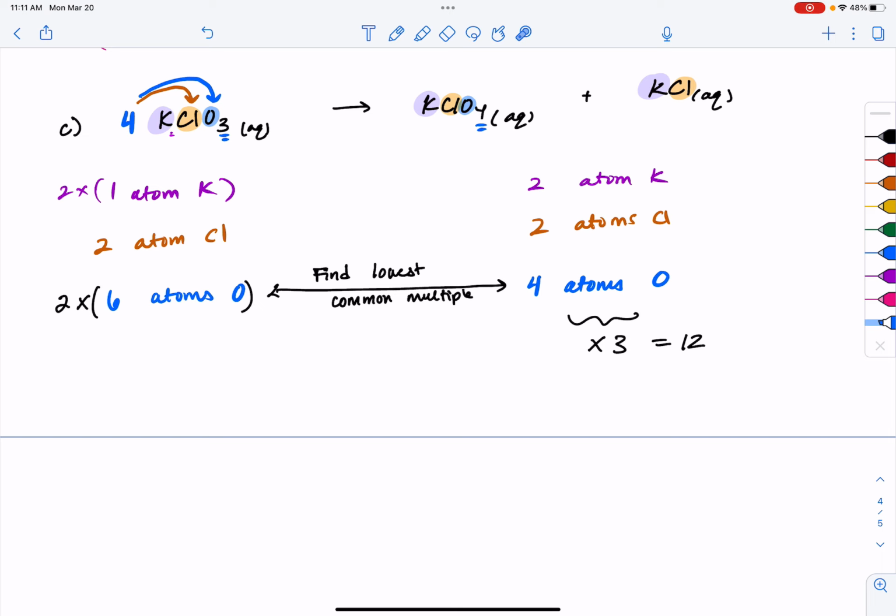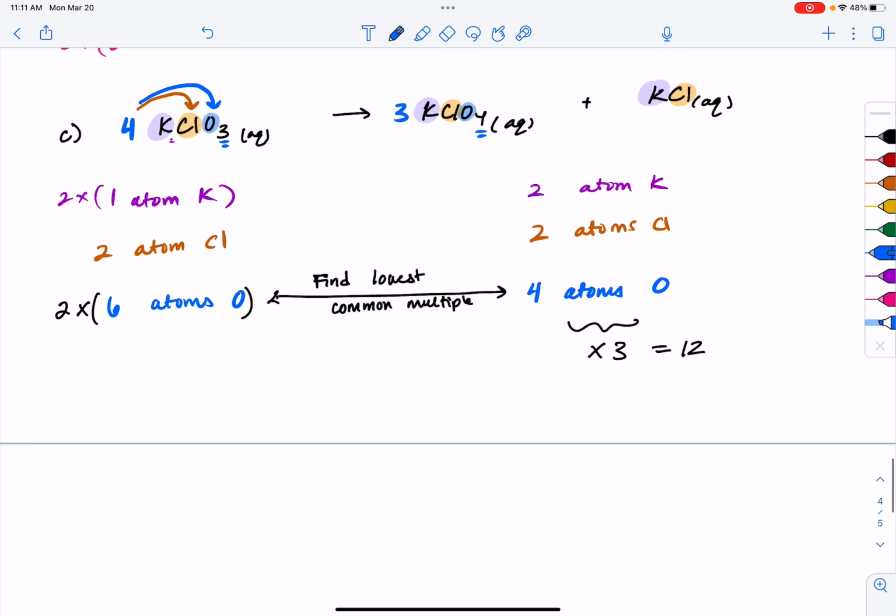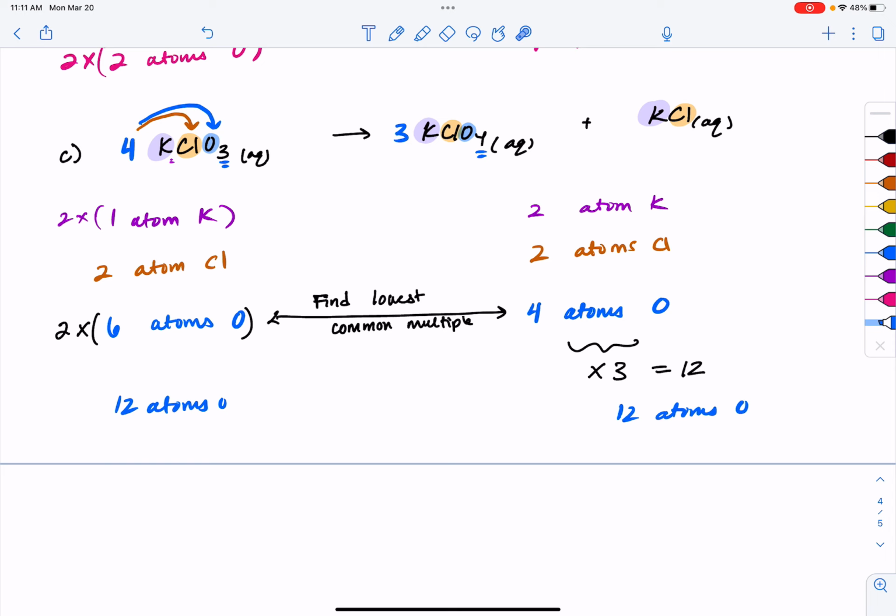Okay. This has affected both my potassiums and my chlorines, so I need to be aware of that. And if I'm looking at my oxygen atoms, there's only one source of oxygen here. So if I were to then triple that, I would then have 12 atoms of oxygen. So now I have 12 atoms of oxygen. And now I need to go back and check that these coefficients give me what I need for my potassiums and my chlorines.